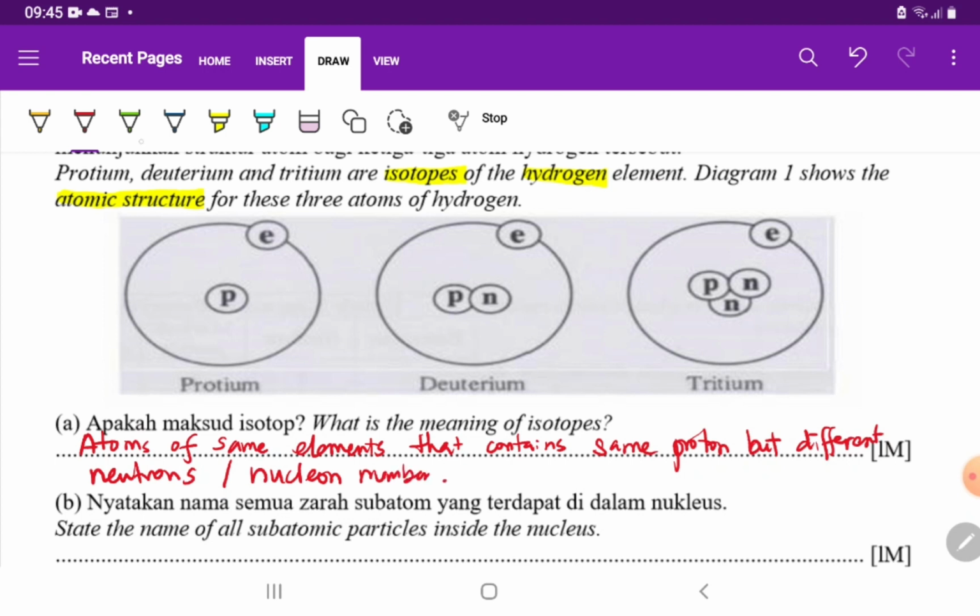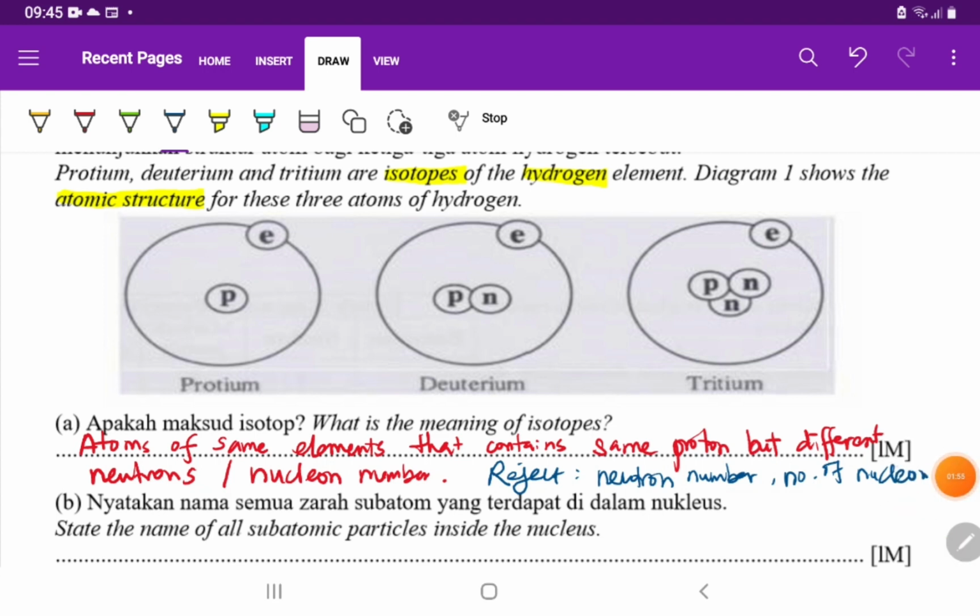Here I need to remark: reject neutron number, and also reject number of nucleon.